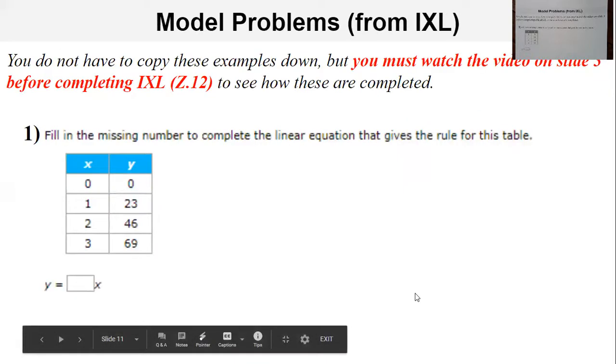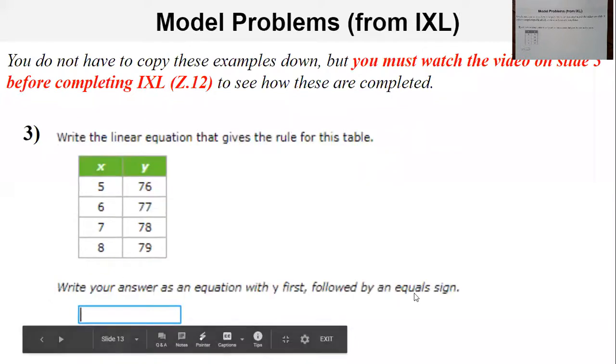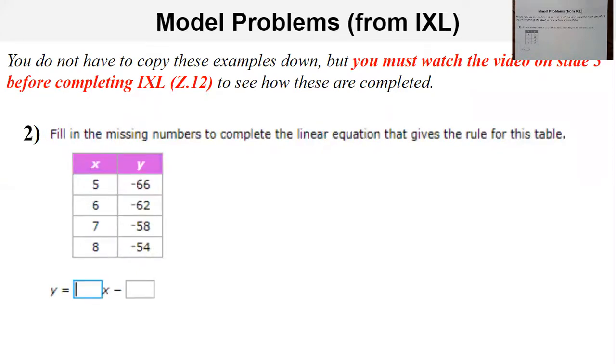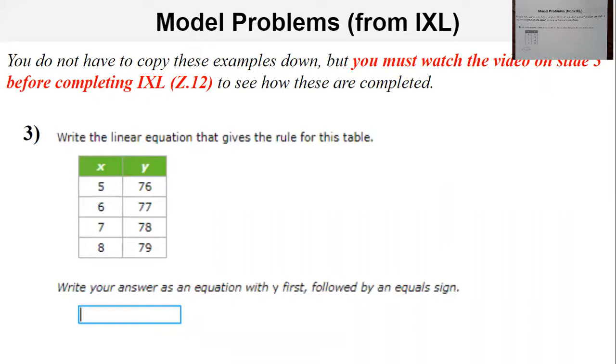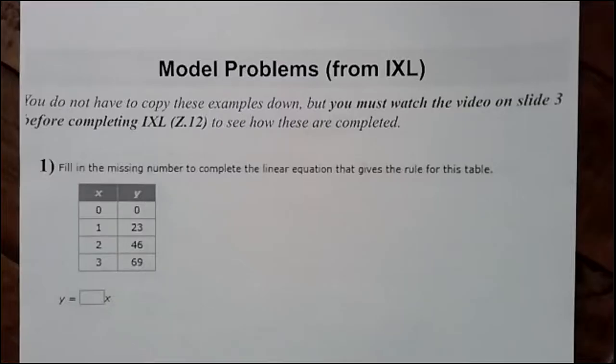Now we're gonna pause. These are 3 samples from IXL. So as you can see, each one is a little bit different. This one doesn't have a y-intercept. This one does, and this one is asking you for everything from scratch. So we're gonna go ahead and do those model problems together, okay? Fill in the missing number to complete the linear equation that gives the rule for this table, okay?